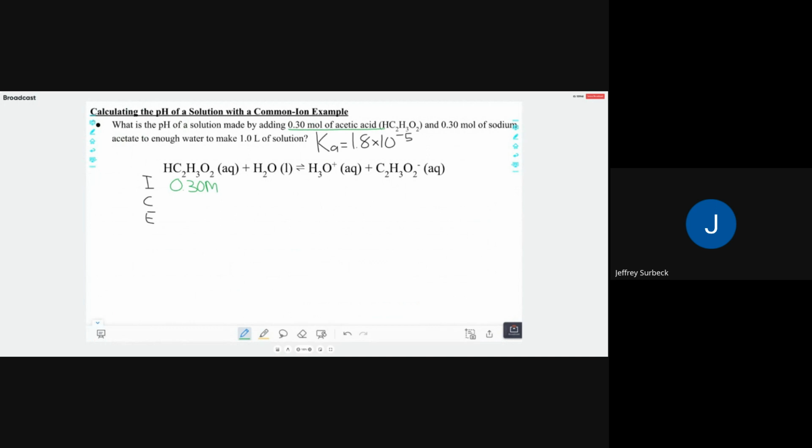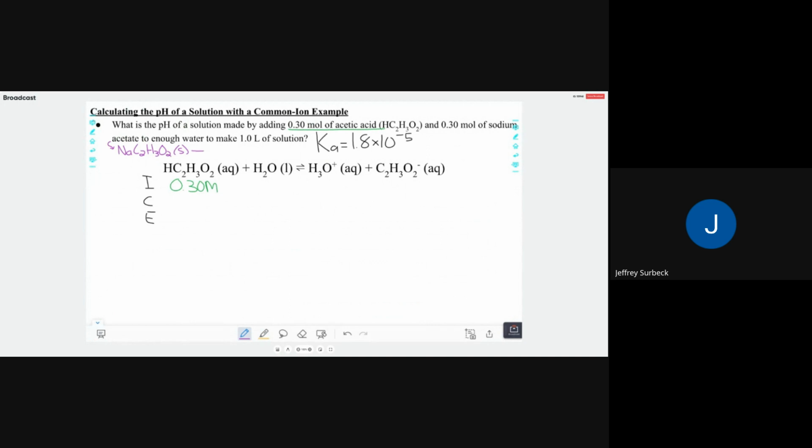Before, we said that's all we have, and we made the others zeros. But now we have to worry about the sodium acetate. Sodium acetate is NaC2H3O2, and it's a solid, and we dissolve it in water. What happens to an ionic compound when we dissolve it in water? It's a salt, and it breaks into its individual ions.